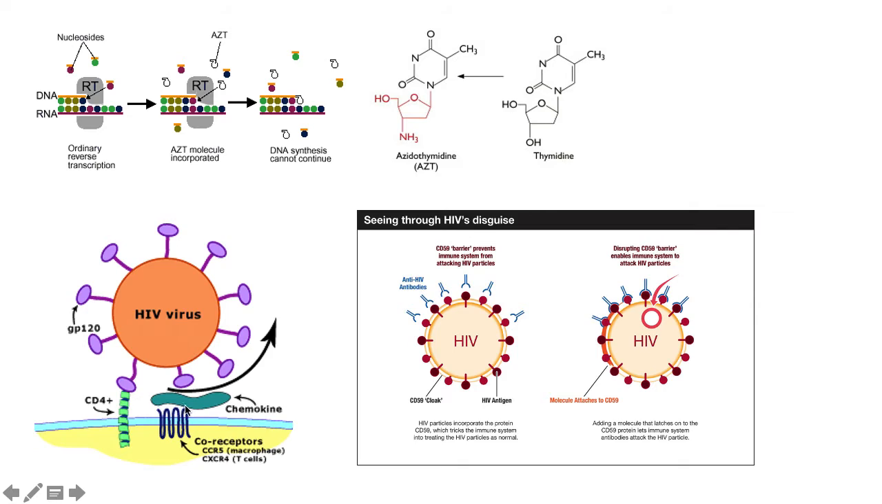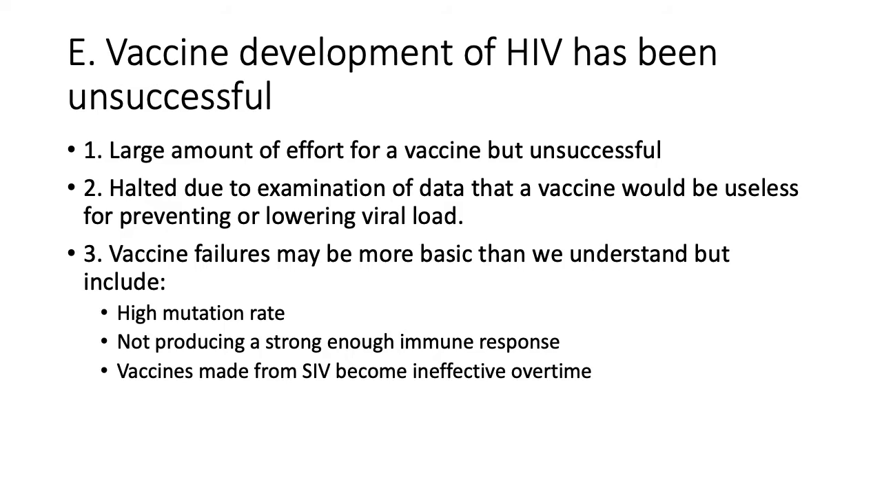This is a chemokine blocking the co-receptor CCR5, so it cannot enter into the host cell. And then this is an article that I came across in 2012, just seeing how one of the big reasons why HIV is so hard to fight is that it hides inside the host cell. So this kind of gets rid of the camouflage, if you will, so the immune system can still take them out.